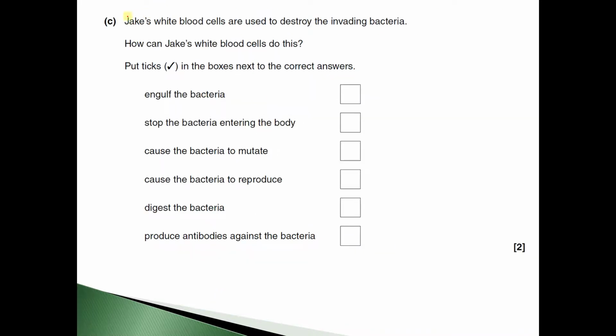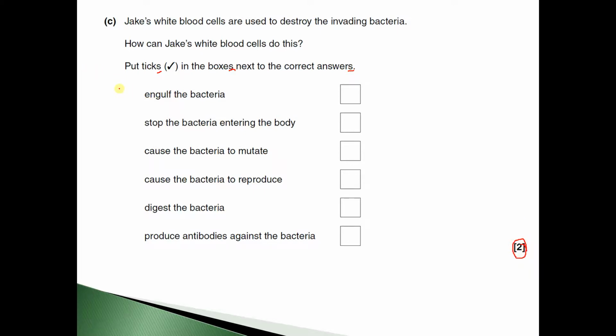Part C. Jake's white blood cells are used to destroy the invader bacteria. How can Jake's white blood cells do this? Put ticks, plural, in the boxes next to the correct answers. If you've missed it: ticks, plural, in the boxes, plural, next to the correct answers, plural. You're looking for more than one. The other hint is that it's out of 2 marks.